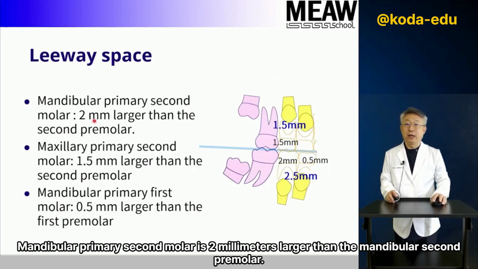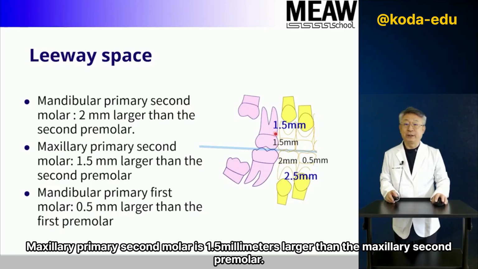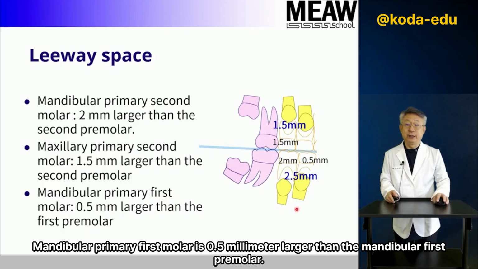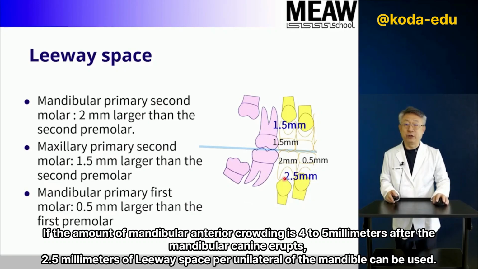Mandibular primary second molar is 2 mm larger than the mandibular second premolar. Maxillary primary second molar is 1.5 mm larger than the maxillary second premolar. Mandibular primary first molar is 0.5 mm larger than the mandibular first premolar. If the amount of mandibular anterior crowding is 4 to 5 mm after the mandibular canine erupts, 2.5 mm of leeway space per unilateral of the mandible can be used.